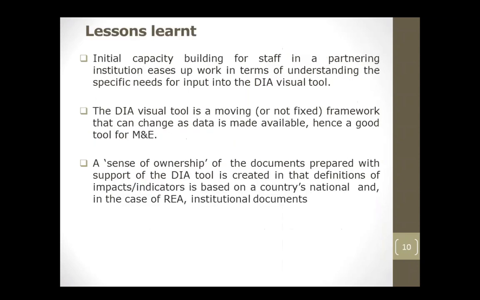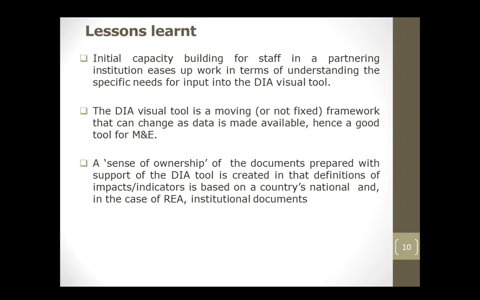In terms of the lessons learned, through this collaboration, we have learned that initial capacity building for staff in partnering institutions eases up work in terms of understanding the specific needs for input in the DIA Visual Tool. The second lesson learned is the DIA Visual Tool is a moving, not a fixed, framework that can change as data is made available, hence a good tool for M&D.